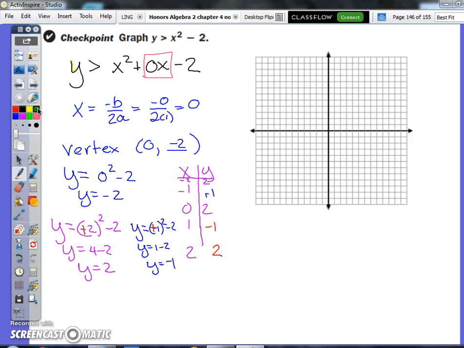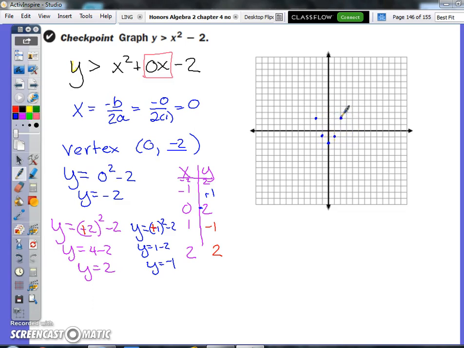So now we simply plot our points. Here we go. Negative 2, 2, negative 1, negative 1. Oh, I forgot my negative right here. 0, negative 2, 1, negative 1, and 2, 2.